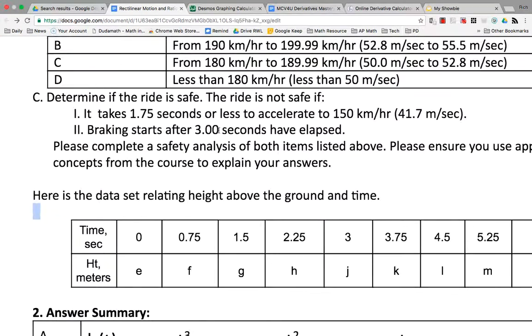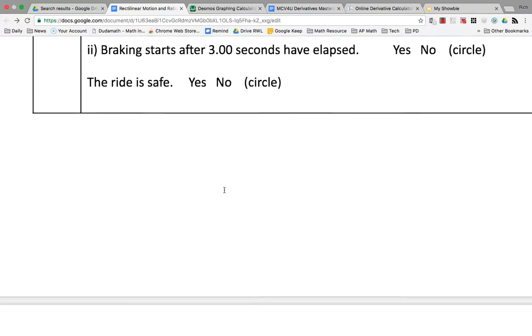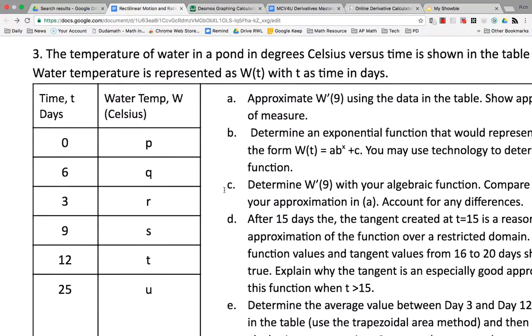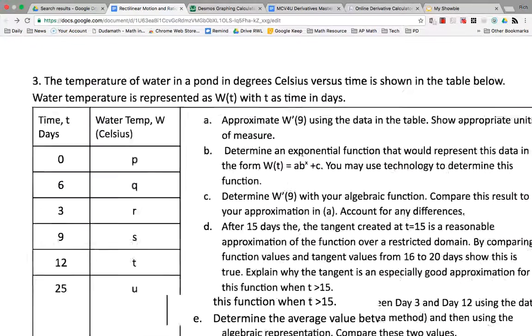When does braking start? Does braking start after 3 seconds? Well, you're going to have to look at the curve and imagine what happens when a vehicle brakes. What happens to the speed of the object after you put the brakes on? I think you'll be able to tell, and you'll be able to describe what sort of feature that is on the curve. Okay, so in the last question, again, you need to do regression.